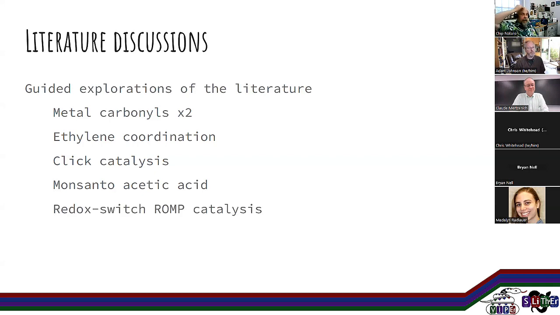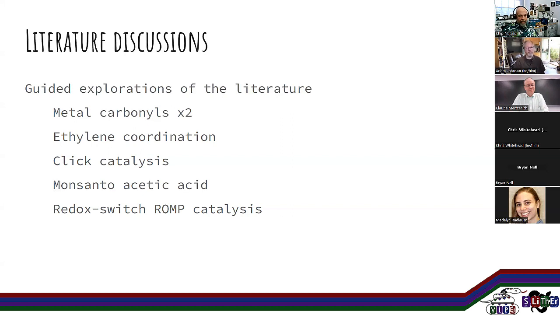We then hit redox switch ROMP catalysis. Again, that's ring opening metathesis polymerization, if you're not familiar with ROMP. Again, this is a short little communication, but it's just beautiful. In one form, the catalyst is active. You oxidize it, it's not active. You reduce the catalyst back, it's active. The plots in here are beautiful. And again, it's very interpretable for students.